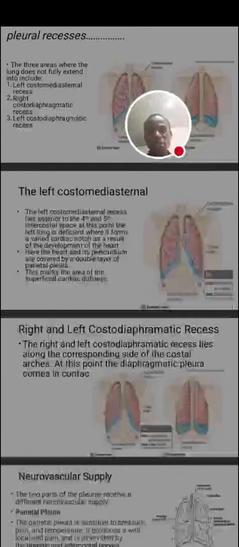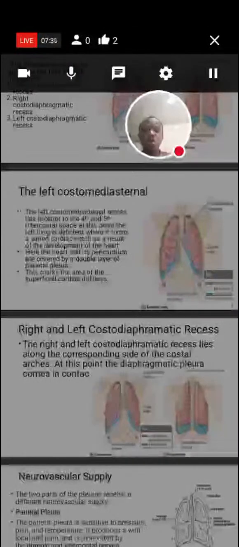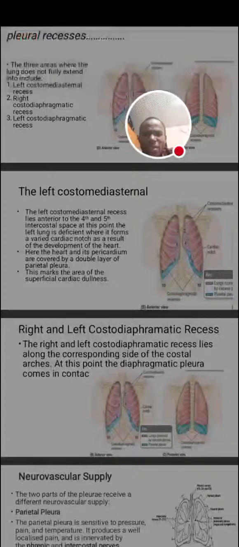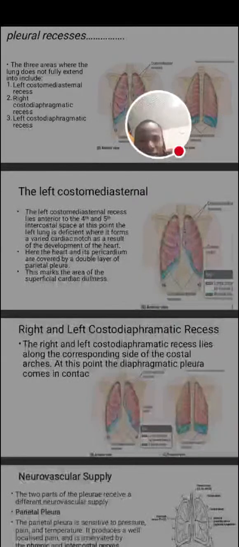At this point, the left lung is deficient. Don't worry, we are still trying to pull out points. Here the heart and its pericardium are covered by a double layer of parietal pleura. This marks the area of the superficial cardiac dullness. The right and left costodiaphragmatic recess lies along the corresponding side of the costal arches, at the point where the diaphragmatic pleura comes in contact.